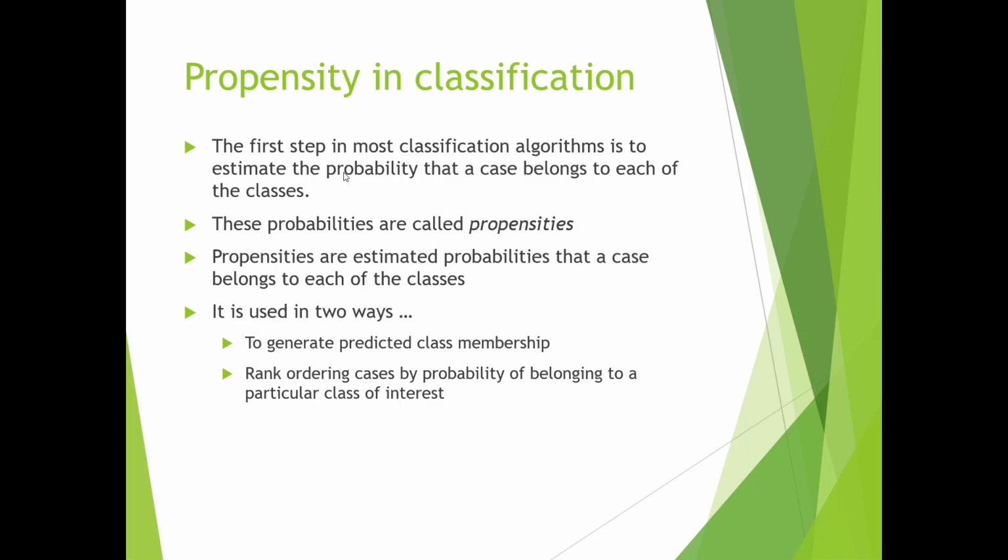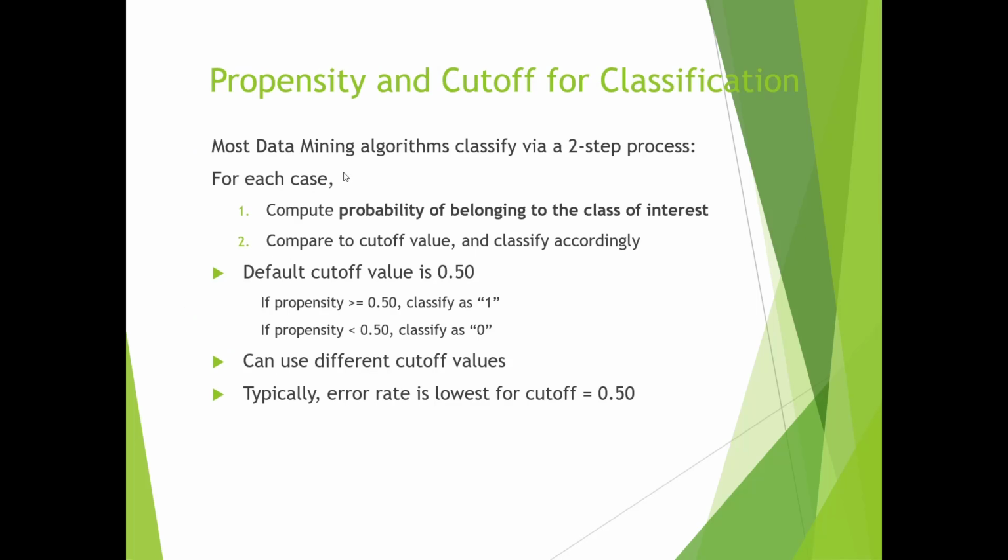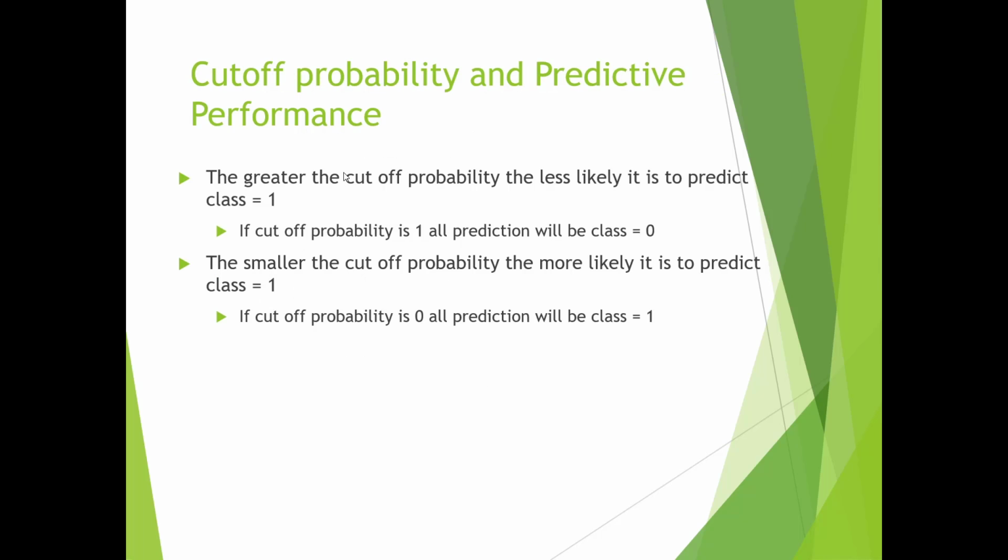So you rank order the cases by propensity, in descending order, the largest propensity at the top and the least propensity at the bottom. So you have the top case up at the top, and you can use those as your most promising candidates. So these are the two different ways in which propensity can be used. Okay, so that's your classification.